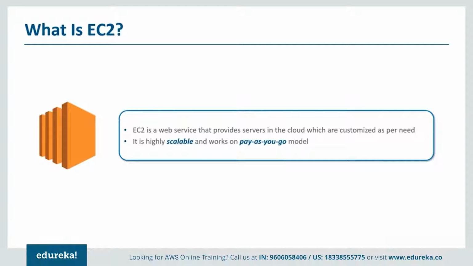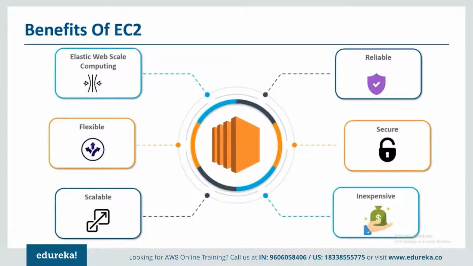So we don't have to pay any upfront cost or any fixed cost every month. Here we have to pay only for the resources we have used and the duration for which we have used them. That's the main advantage that we get as a part of EC2 deployment. And in terms of EC2, here we have Elastic Web Scale Computing. It is highly scalable and highly flexible as well. That means if we want to add resources, we can do that easily as compared to the on-premise server.